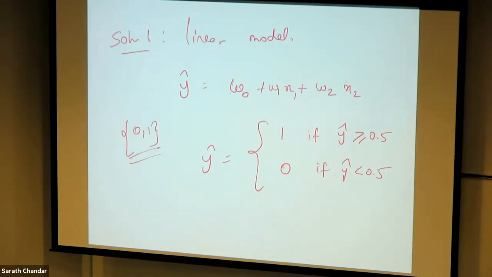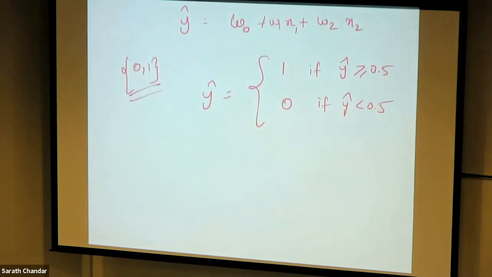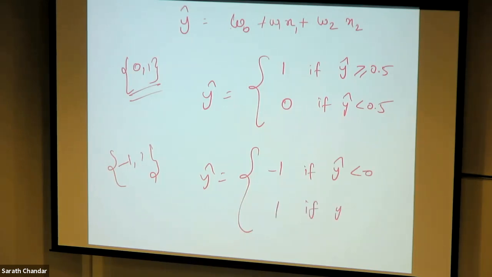Whatever number linear regression gives me, I'm going to see if the number is greater than 0.5, in which case it's going to be class 1. If it is less than 0.5, it's going to be class 0. Now you can do the same thing for the -1, 1 version as well. If you consider -1 and 1 instead of 0 and 1, then y hat is going to be -1 if y hat is less than 0 and +1 if y hat is greater than or equal to 0. You can see that I put the equal sign wherever I want, so it's just approximate.